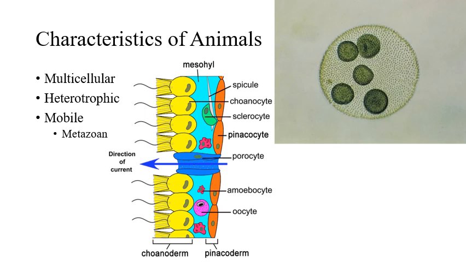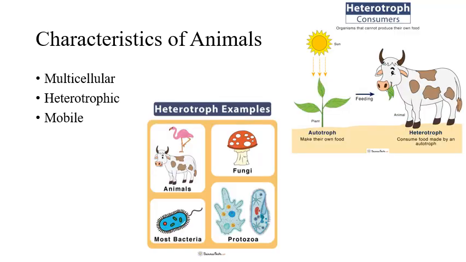But all animals are heterotrophic. Well, with the exception of some corals that have photosynthetic bacteria, but that's more of an obligate symbiote than an actual organism. But they're all heterotrophic, so they all have to consume external energy, and they're all mobile at some point in their life. Even a thing like a coral is mobile at a certain point in its life. So those are the big characteristics.